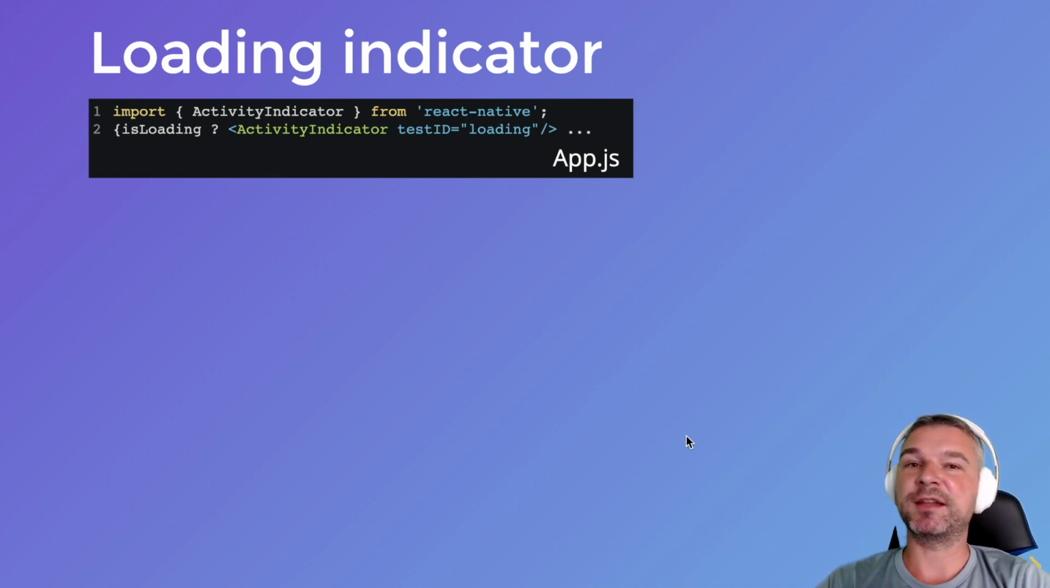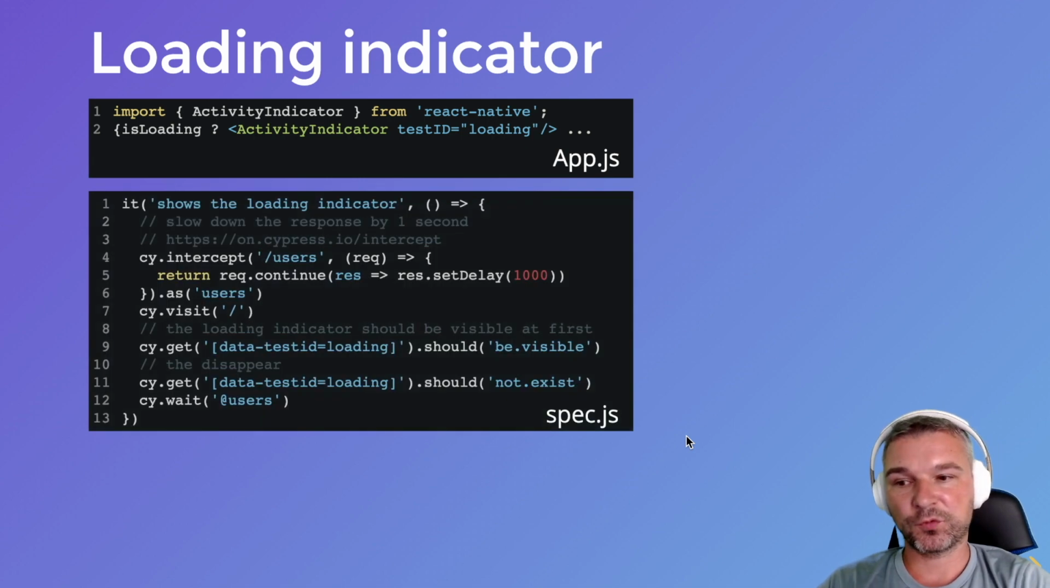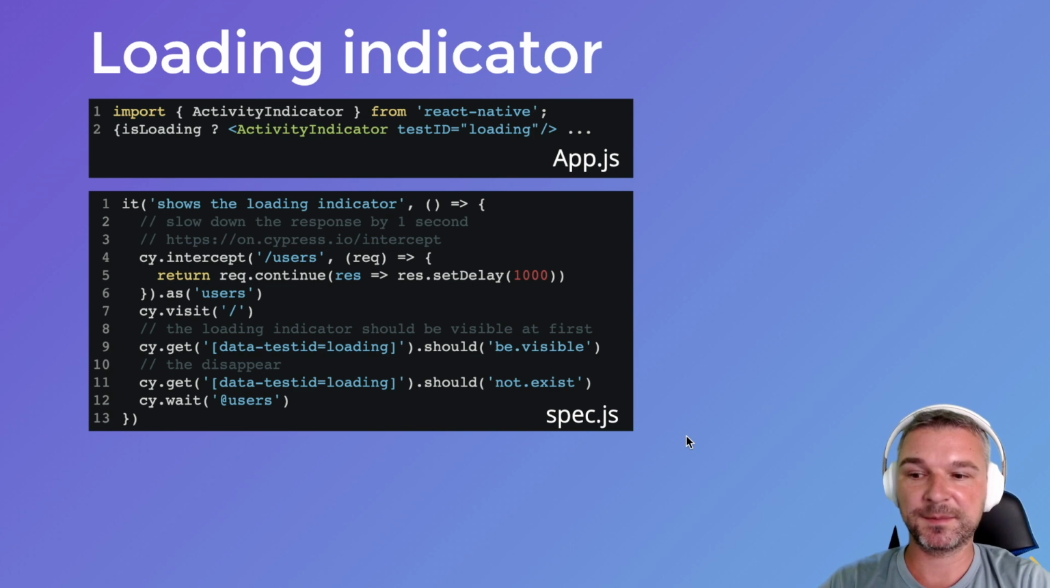What about the loading indicator itself? While the application is fetching the data, it is displaying the loading activity indicator. Well, again, take the intercept command. It has the capability of taking the response, delaying it by, let's say, in this case, 1 second, and then allowing it to continue. We're going to visit the page and we're going to check that the loading indicator is displayed. Then we're going to check if it disappears because the data should come back after 1 second.